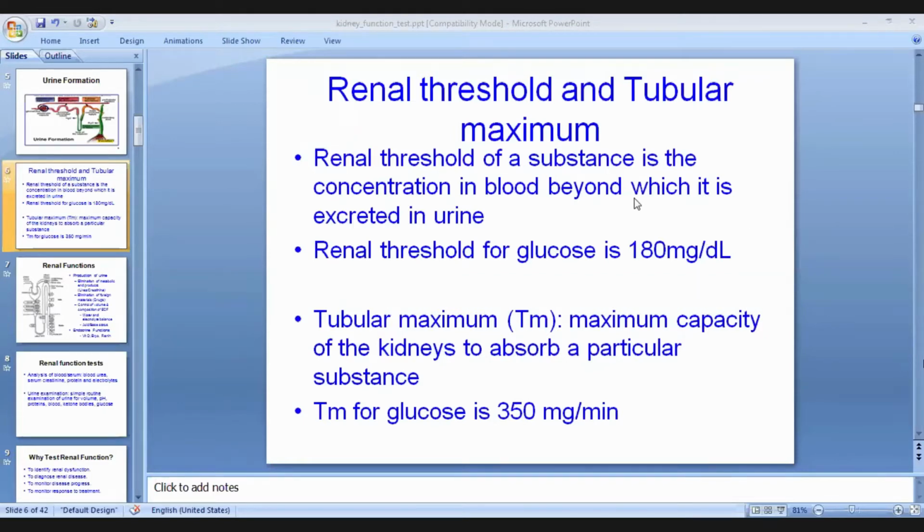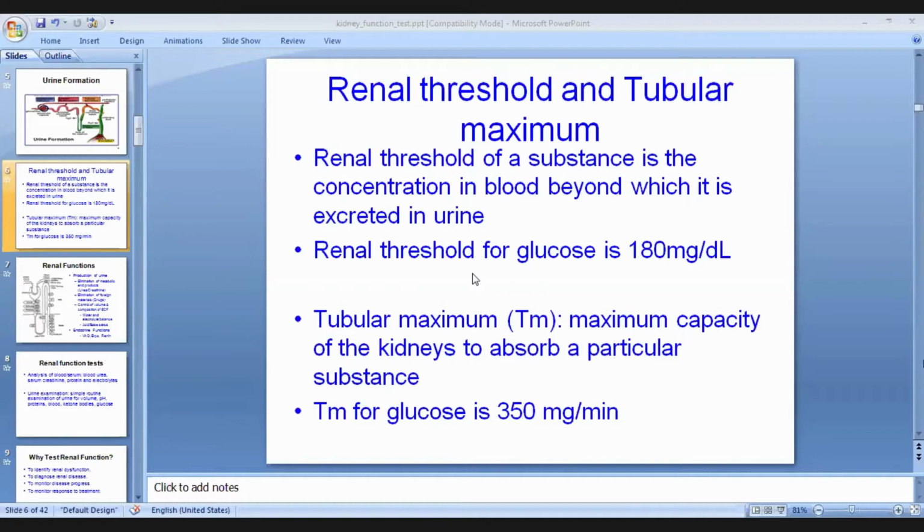So that is the renal threshold. Means if it exceeds this value, it may appear in the urine. That is referred to as the renal threshold for glucose. And similarly, other molecules have different threshold values. Here the example is shown for glucose.